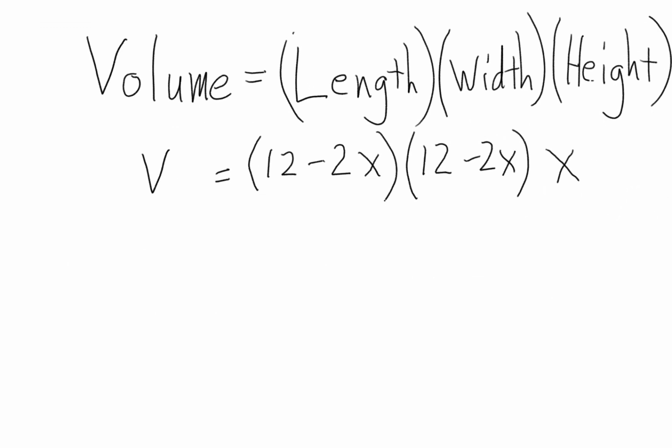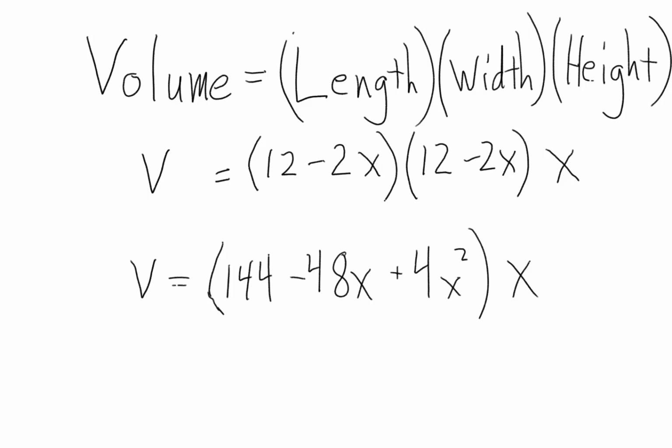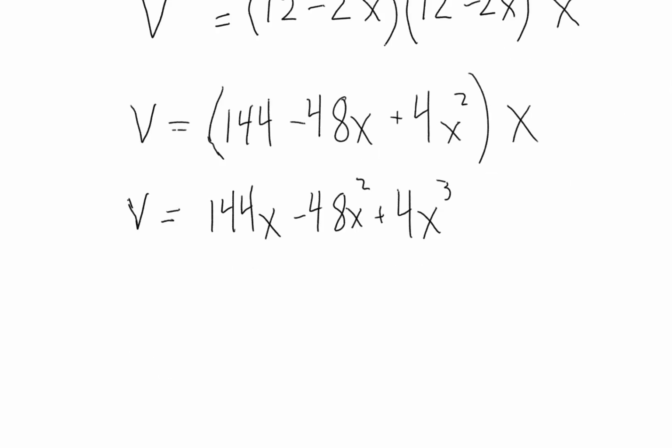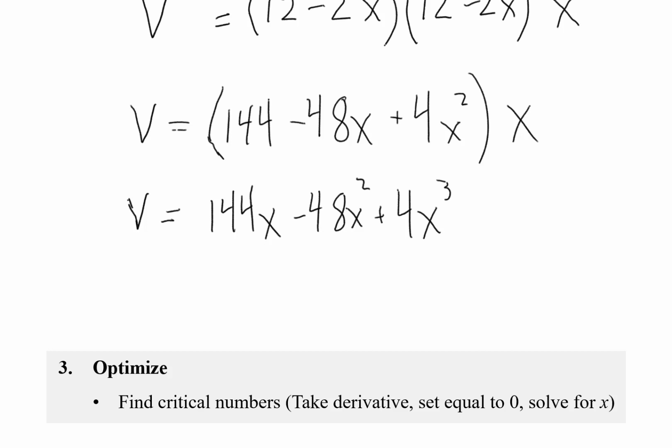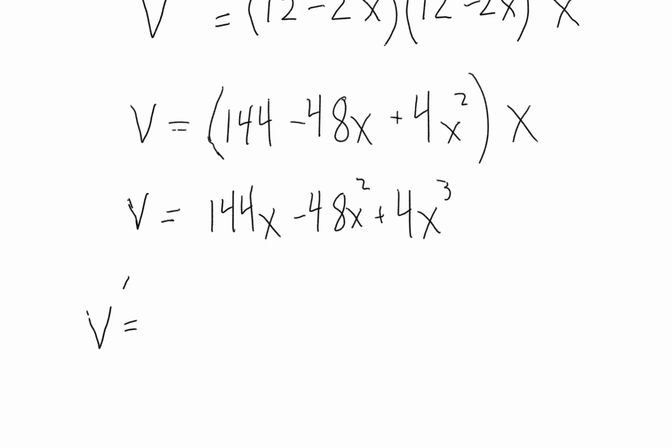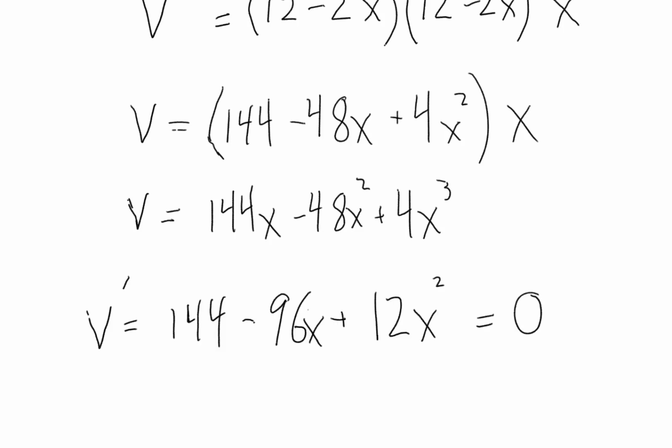But first, let's go ahead and distribute all these pieces in and simplify it. So there I just foiled both of those quantities of 12 minus 2x together, and I'll further multiply in the x on the outside to all 3 terms in the parentheses. Great. This will be a much simpler derivative in step 3 since we've done this. So step 3 is to find the critical numbers of this, which is a simple process of taking the derivative, setting it equal to 0, and solving for x. There's my derivative. Let's set it equal to 0 and solve for x.